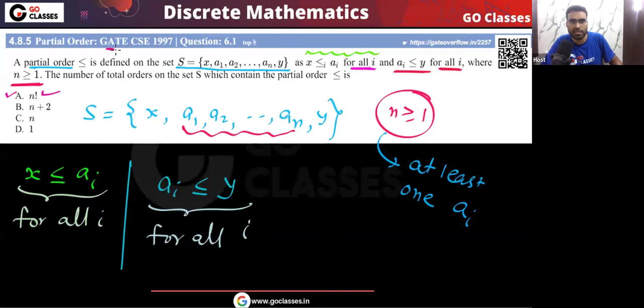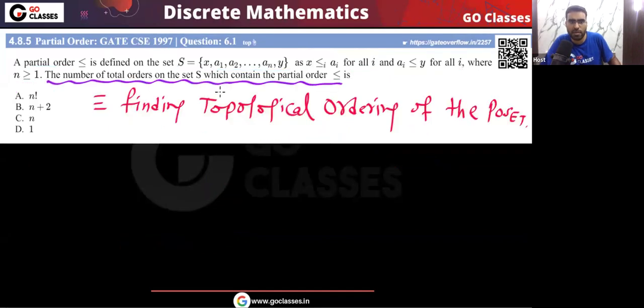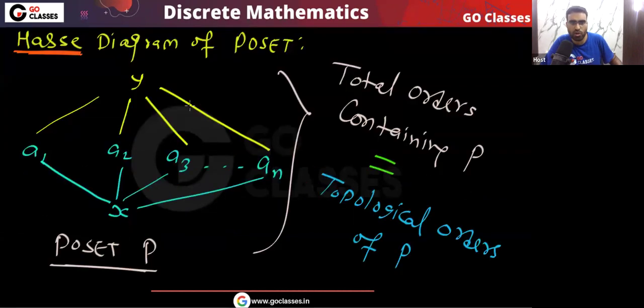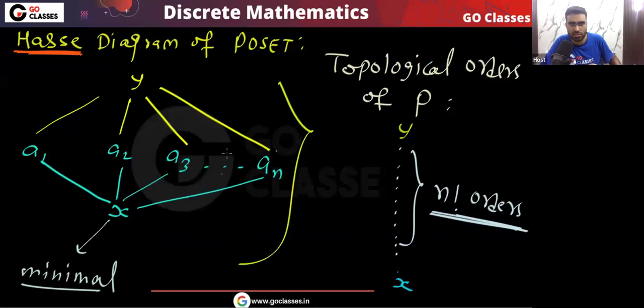So, very simple GATE exam question, GATE 1997. Remember, the question is asking how many total orders contain the partial order. Total order containing partial order is the same as topological order. So all you have to do is find the topological order. This is the Hasse diagram.